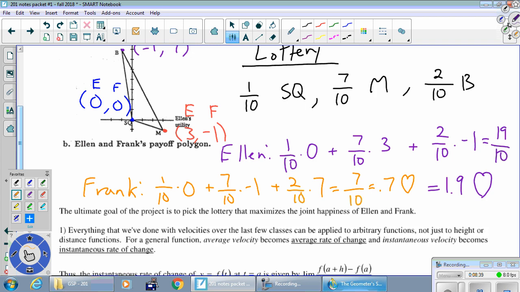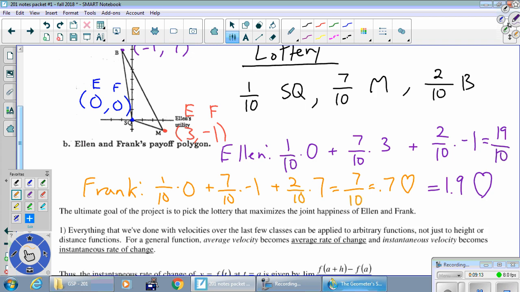And we are trying to somehow maximize the joint happiness of these two folks. Now, at this point in the project, you don't have yet a function that represents the joint happiness, but for example, you could add up the hearts, 0.7 and 1.9, and we get 2.6 hearts jointly for the two of them. And you could look at all the different possible lotteries, not just the one that I picked here in black, but any possible lottery, and you could find the one that maximizes the sum of their hearts. In this case, it's 2.6, but maybe another lottery would get something bigger than 2.6.